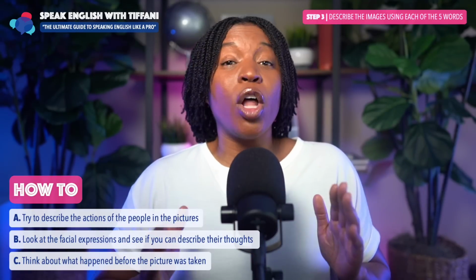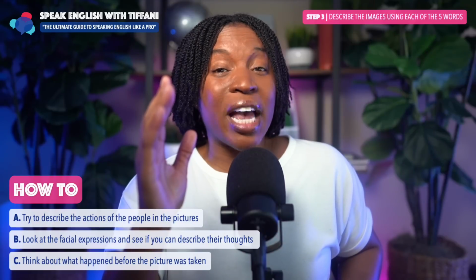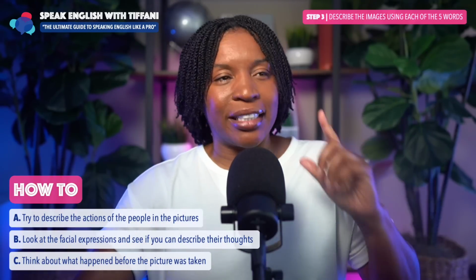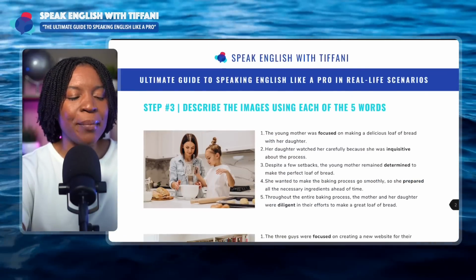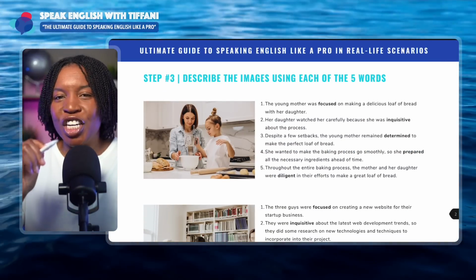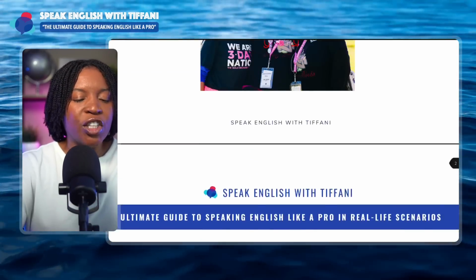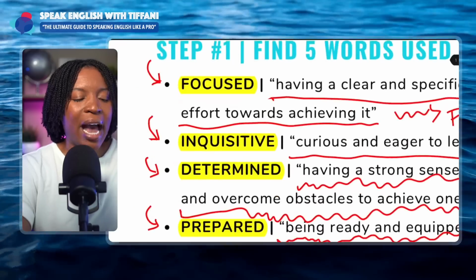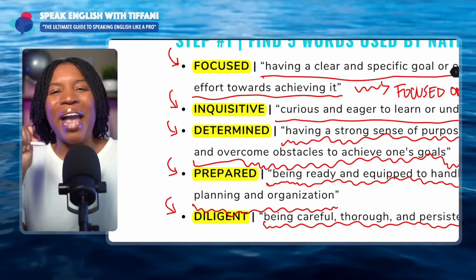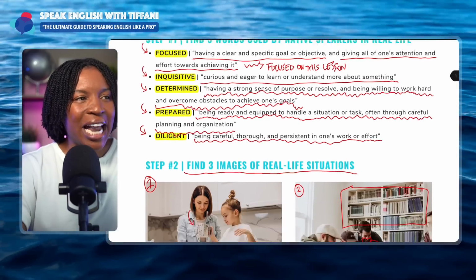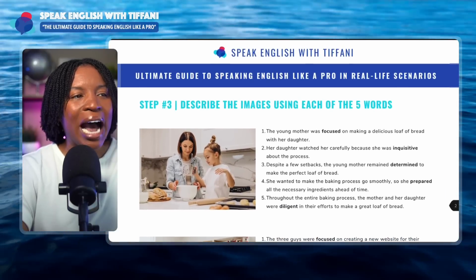Remember, this step is all about using the words from step 1 to describe the images from step 2. And now we're going to do that together. So let's check out the PDF now. Okay, so let's move on to step number 3, describing the images using each of the 5 words. Now remember our 5 words. Let's go back. What were the 5 words? We have focused, inquisitive, determined, prepared, and diligent. So let's see how we can describe these pictures using the 5 words.